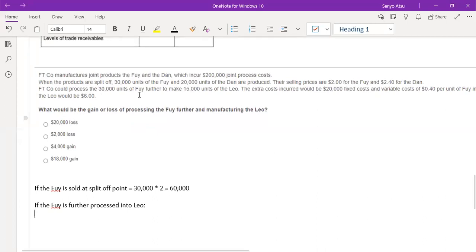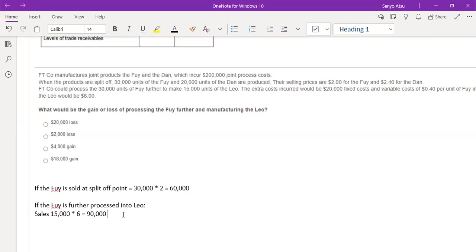Meanwhile, the 30,000 units of F will become 15,000 units of an advanced product. So selling price will now be, you'll get 15,000 units of the LEO, sell one for so high, $6.